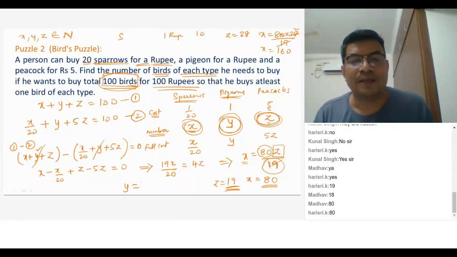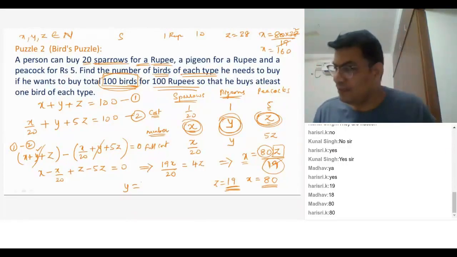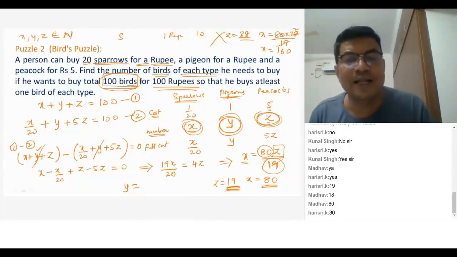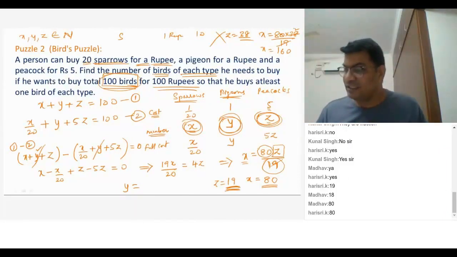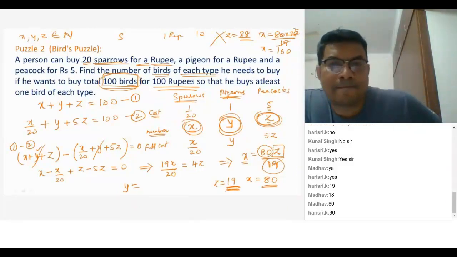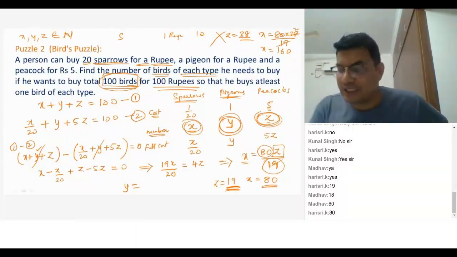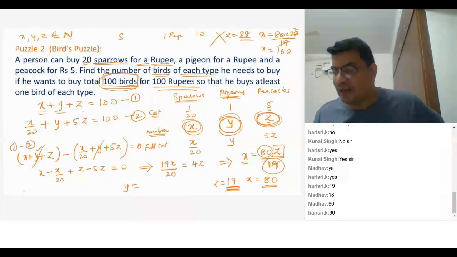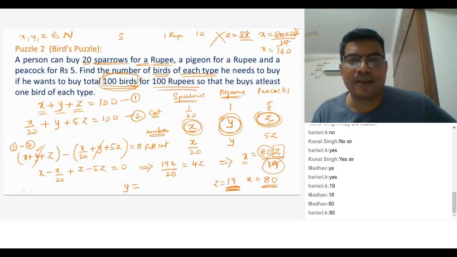Harisri, z is 19. We got to know that z cannot be 18, z cannot be 38. The only value that satisfies this expression is z equal to 19. Therefore, x is equal to 80. Now, if this is 80 and this is 19, I'm asking what is the value of y? You know x plus y plus z is 100. If x is 80 and z is 19, what will be the value of y?